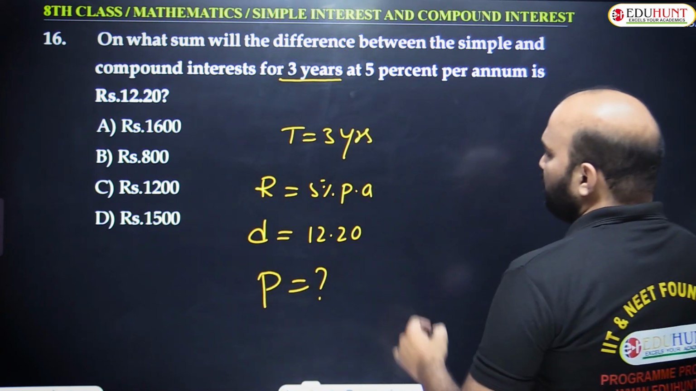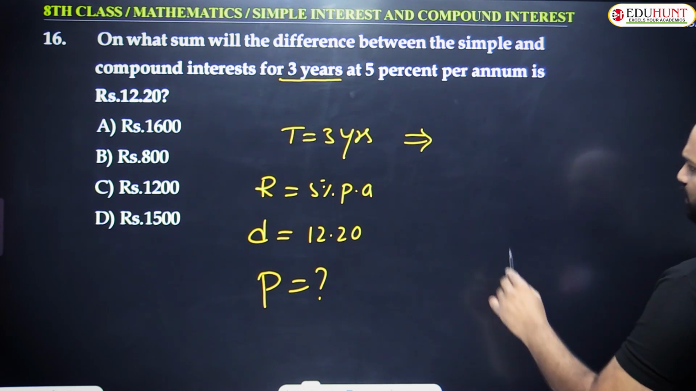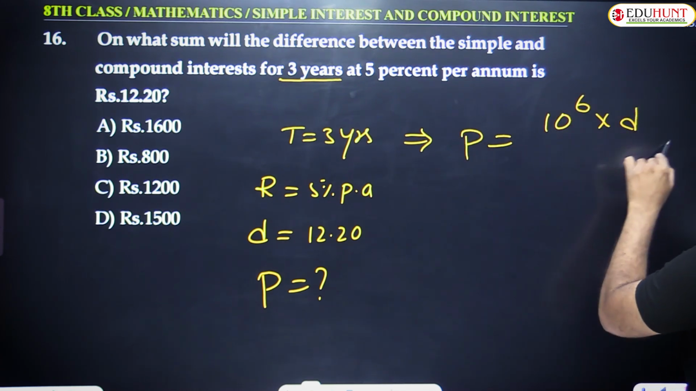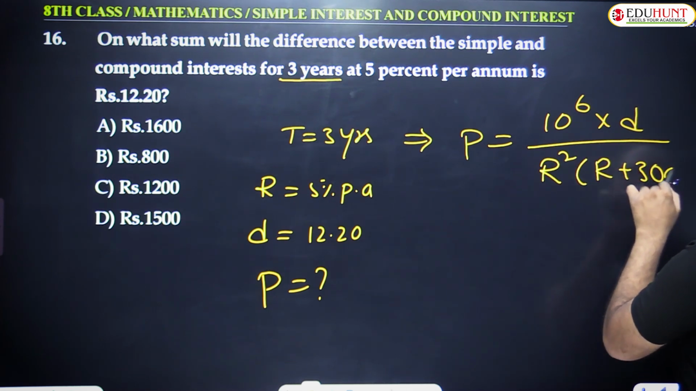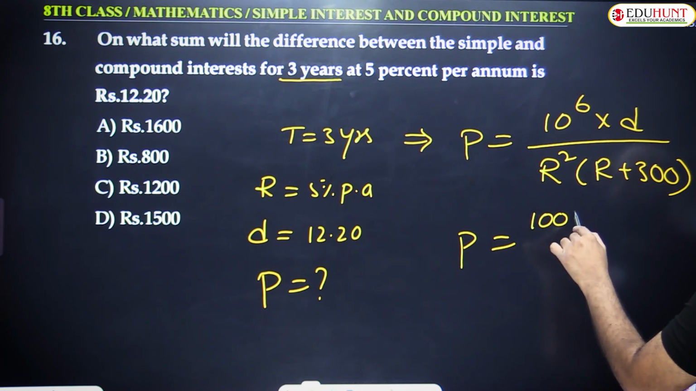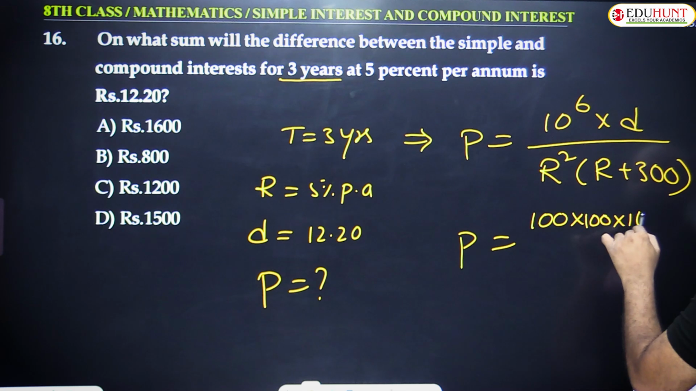But the question is asking what sum of money, nothing but the principal. So here, for 3 years compound interest according to the difference between CI and SI, P equals 10 power 6 into D by R square into R plus 300. This is the principal formula. So P equals 10 power 6, which can be written as 1000 into 100 into 100 into 100. 300 is taken. Difference, how much is given?